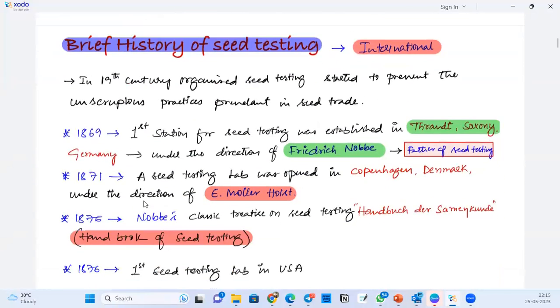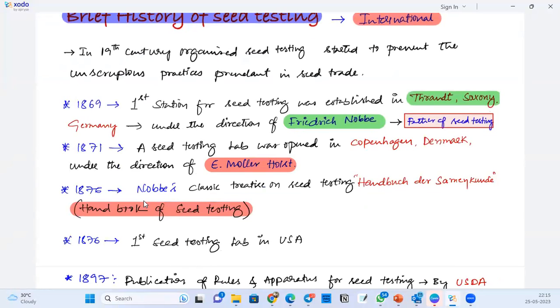Okay. So the first seed testing station was established in Germany under the direction of Friedrich Nobel. You people might have heard this name. He is the father of seed testing, and it was in 1869 that the first seed testing station was established. So try to remember this point.